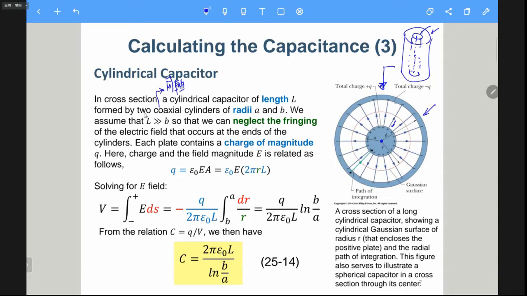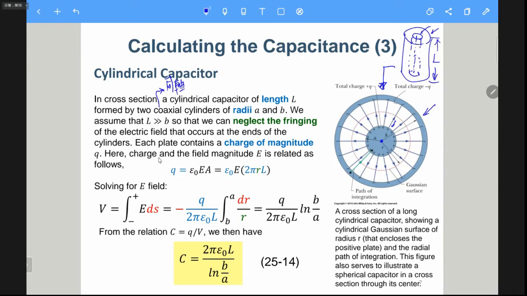Okay, so formed by two coaxial cylinders of radius A and B. The smaller one has a radius A and the larger one has a radius of B. So we assume that L, the length, is much larger than B, which is the outer radius. So we can neglect the fringing of the electric field that occurs at the end of the cylinder. Each plate contains a charge of magnitude Q.